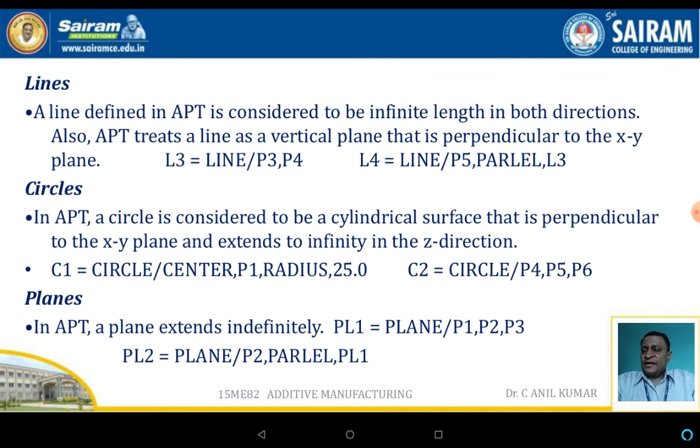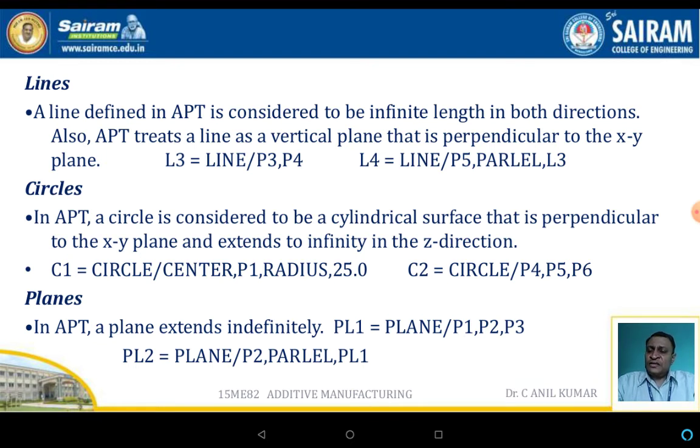Now the line defined in APT is considered to be of infinite length in both directions. APT treats a line as a vertical plane that is perpendicular to the XY plane. L3 is equal to line P3 comma P4. L4 is equal to line P5 parallel to L3.